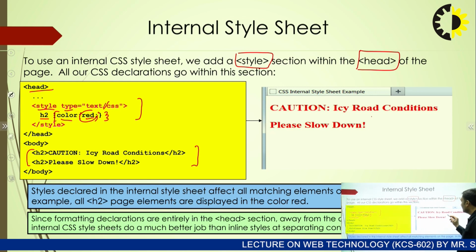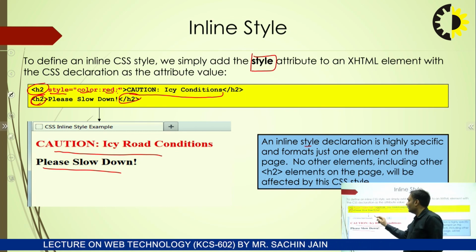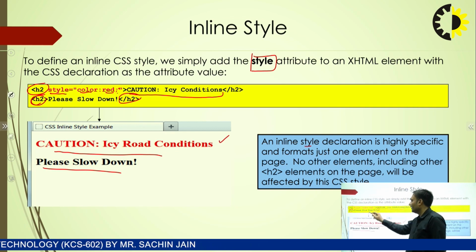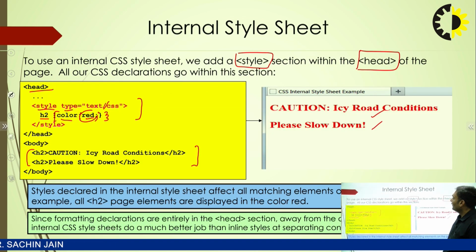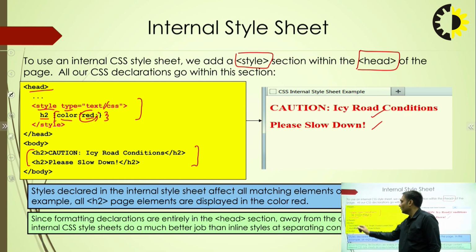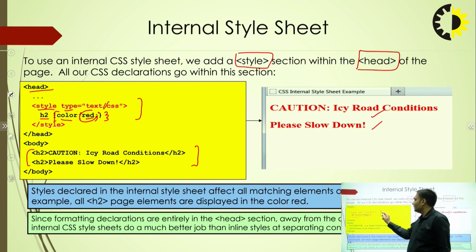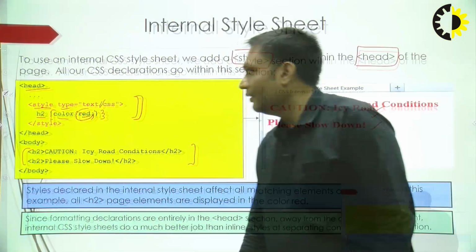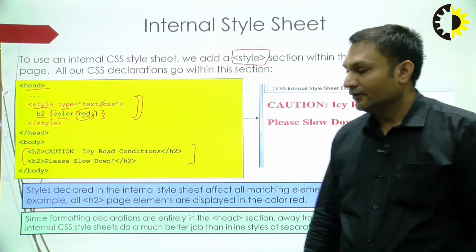So you can see this one is the output of internal CSS. In the previous example, we have seen that only the heading where we applied the CSS rule got changed, and the second one doesn't get changed. So the benefit of internal CSS is that we can change all the elements of an HTML page with a single style rule that is placed inside the head tag. So this is the advantage of internal CSS.